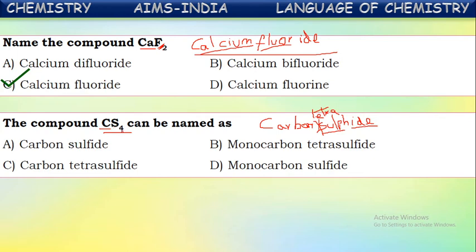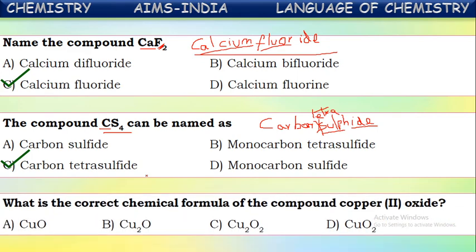But there is more than one sulfur atom, so a prefix is to be attached before the sulfide, which represents the number of sulfur atoms in the molecule. There are 4 sulfur atoms, so the prefix becomes tetra. Carbon tetrasulfide is its name. Where is it? Yes, here. Okay, let us see the next question.